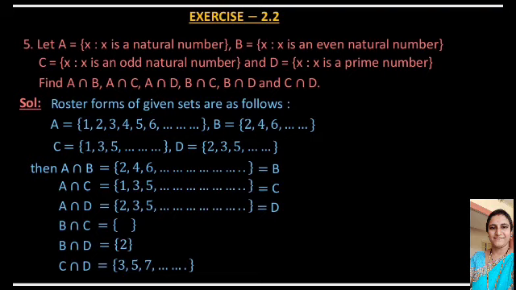Next one, C intersection D. If you observe C and D sets, what are the common elements? 3, 5, 7, and so on. So C intersection D is equal to set of 3, 5, 7, and so on. So this is the answer for C intersection D. Next question.